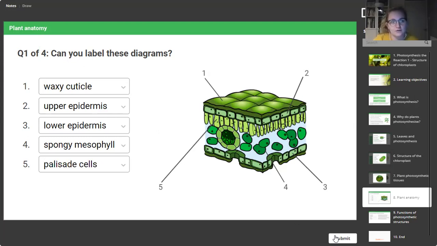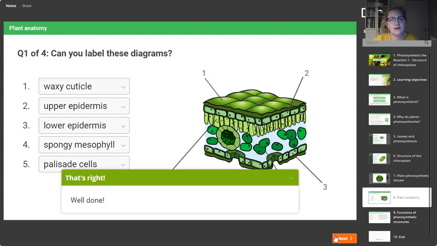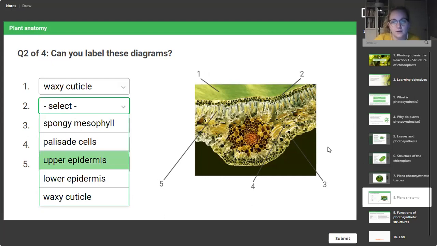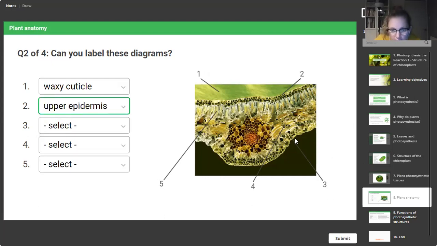So let's have a quick look. Yep, all correct. And here we go. Here we've got a coloured microscopic image of it. So again, 1 waxy cuticle layer. Top 2, we can see that layer of cells across the top, which is our upper epidermis. 3 is going to be our lower epidermis. It's these lower cells here.